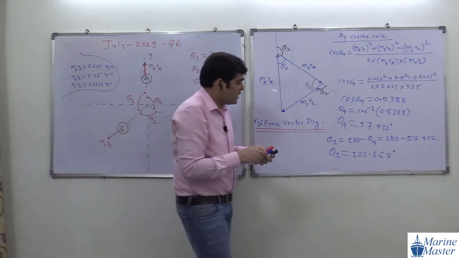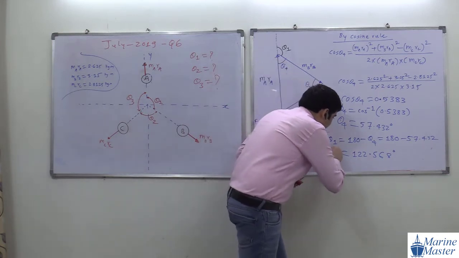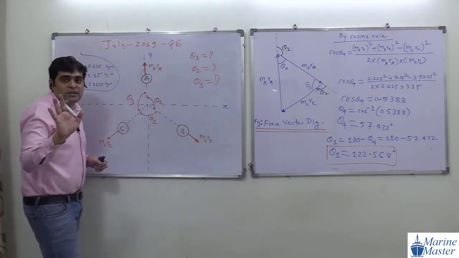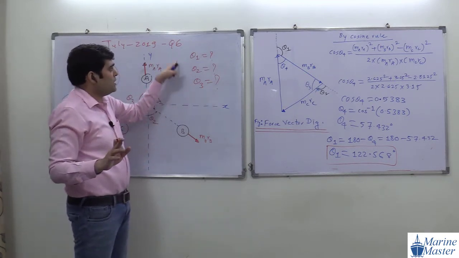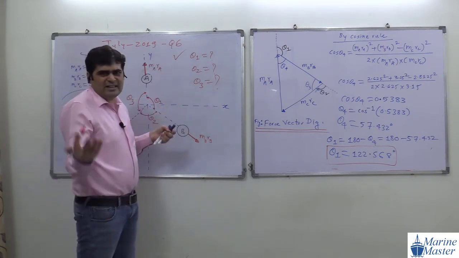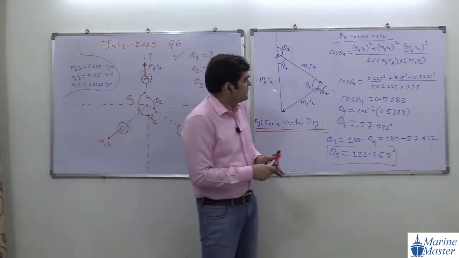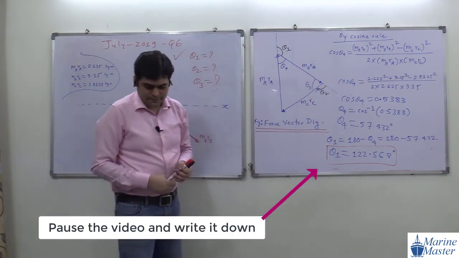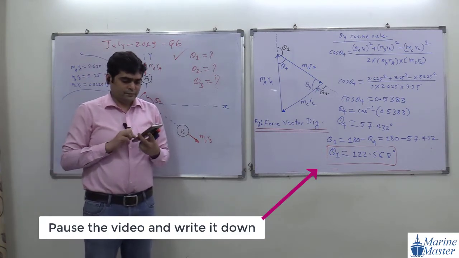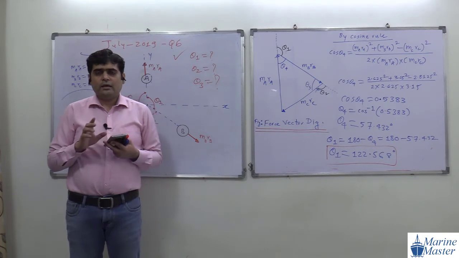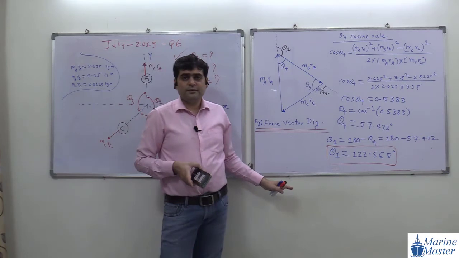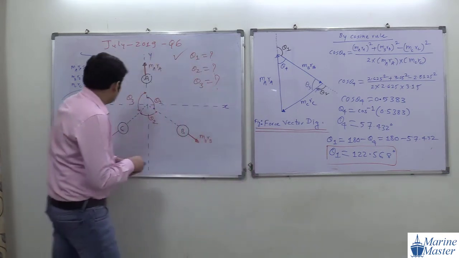So we got theta 1. So one target is achieved. Any doubt in this discussion for the value of theta 1? Now only two targets are remaining. That is also very easy. So please write down these things. Any doubt in this discussion? Completed all these things? Okay, good.